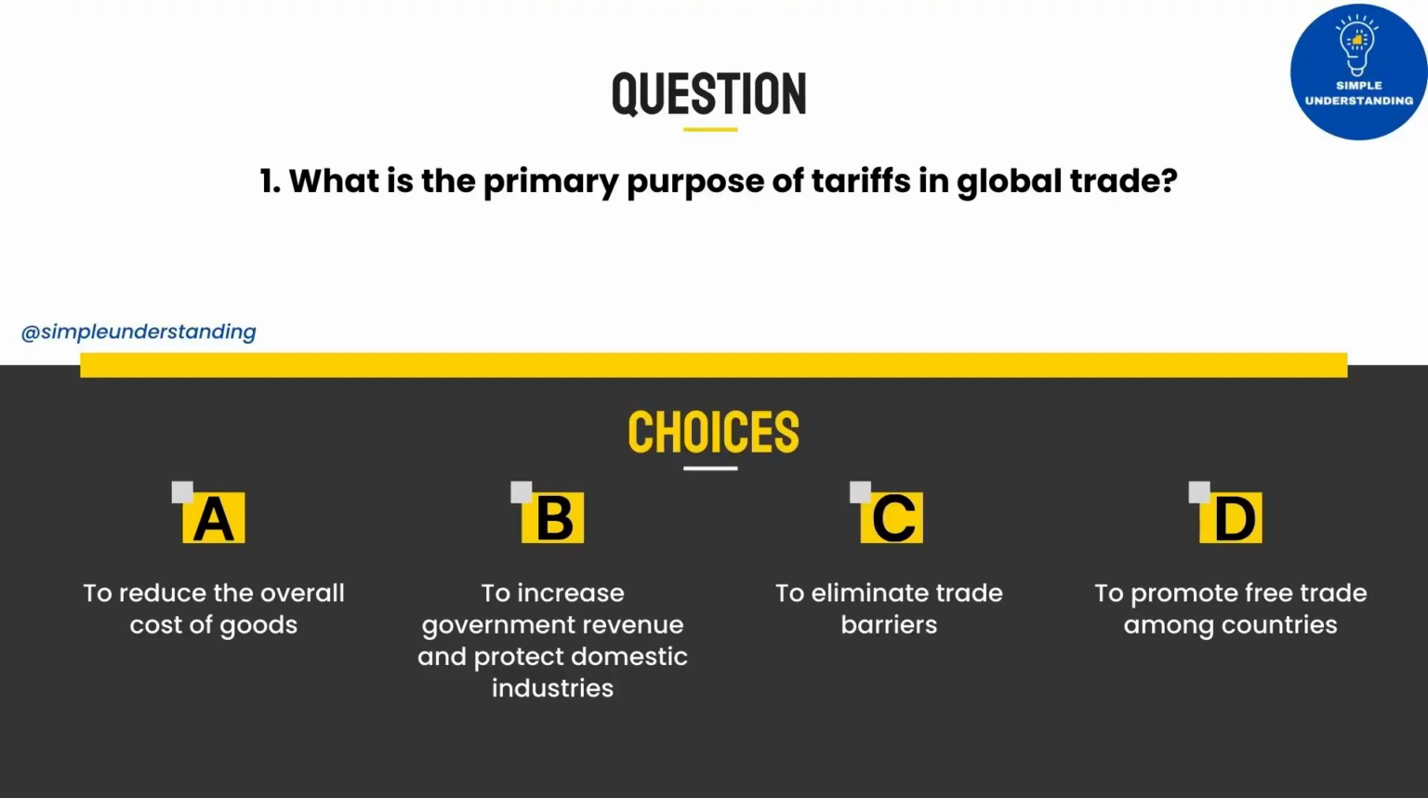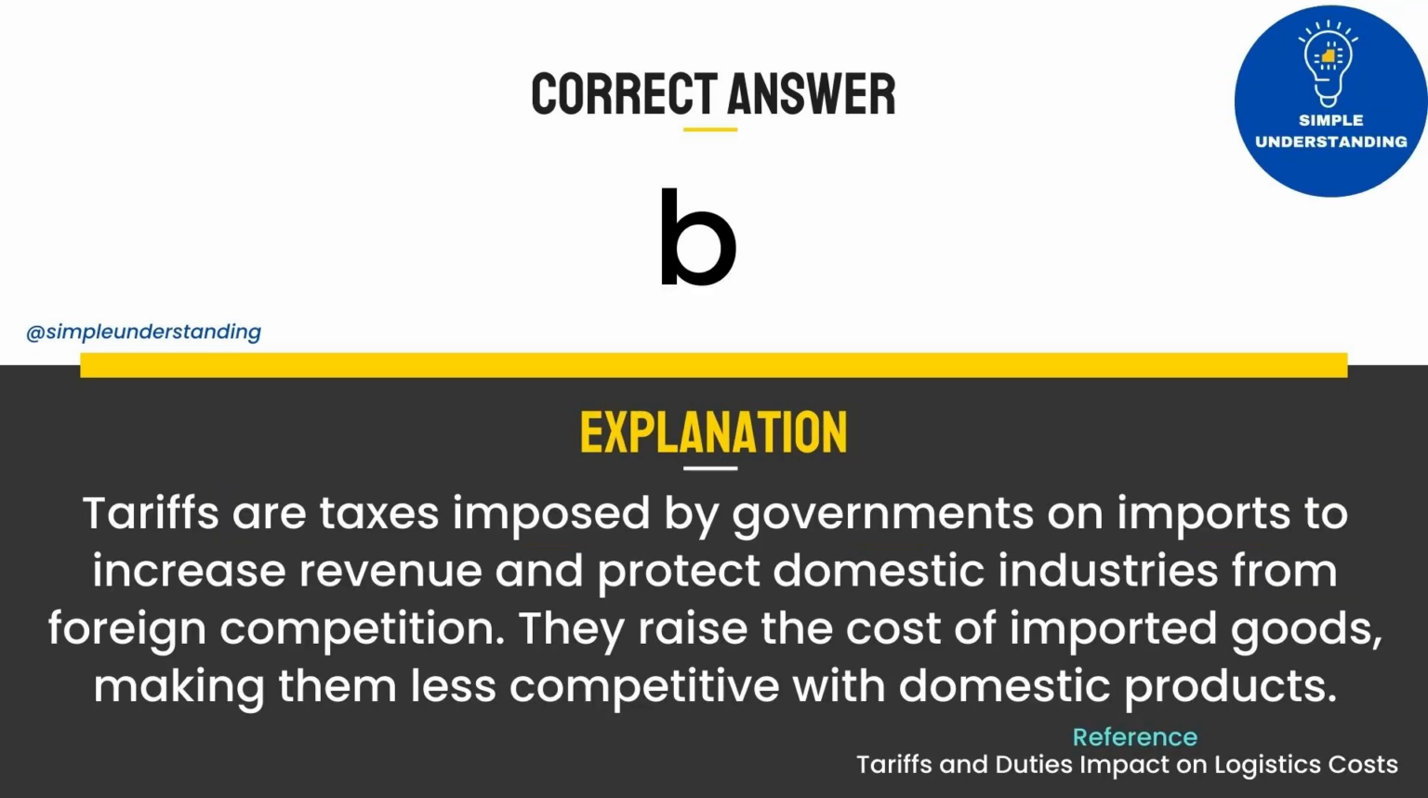1. What is the primary purpose of tariffs in global trade? A. To reduce the overall cost of goods. B. To increase government revenue and protect domestic industries. C. To eliminate trade barriers. D. To promote free trade among countries. Answer B. Overall explanation. Tariffs are taxes imposed by governments on imports to increase revenue and protect domestic industries from foreign competition. They raise the cost of imported goods, making them less competitive with domestic products.